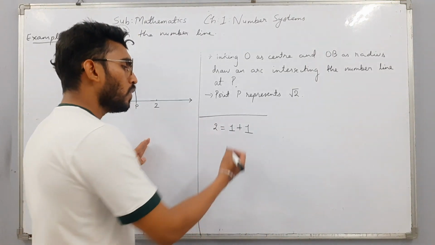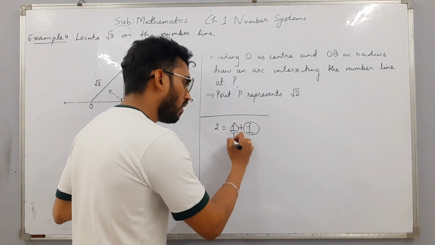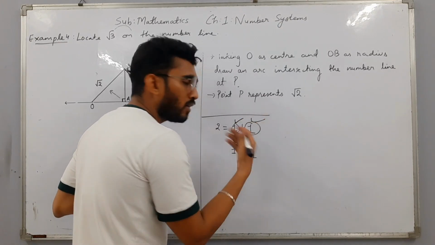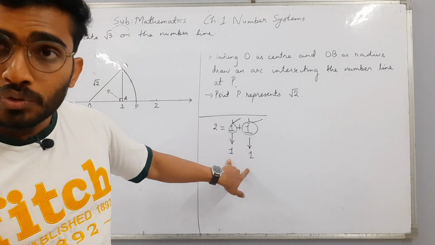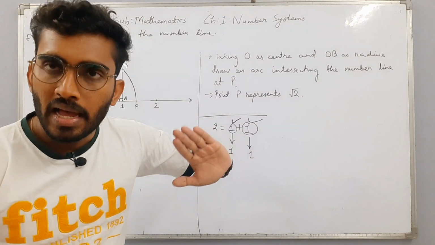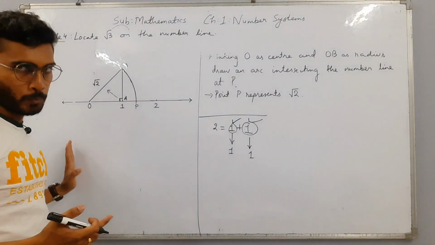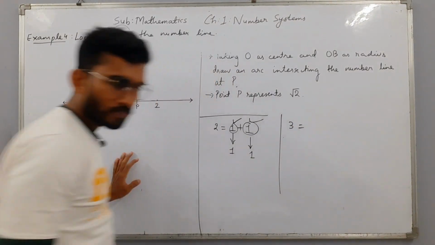And here 1 and 1, these are both perfect squares of what? Of 1 itself. So I choose the unit by taking OA as 1 unit and AB as 1 unit. And as a result, by using the Pythagoras theorem, I will get OB as root 2. Clear?